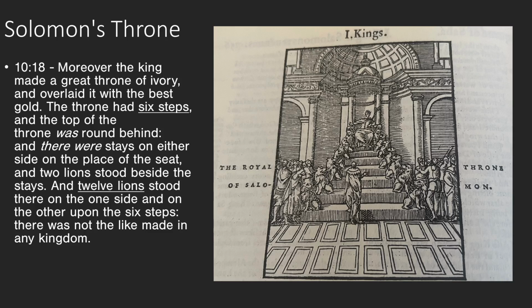The throne had 6 steps, and the top of the throne was round behind, and there were stays on either side of the place of the seat, and 2 lions stood beside the stays, and 12 lions stood there on the one side and on the other upon the 6 steps, and there was not the like made in any kingdom. Again 12 lions, one for each of the 12 tribes, and 6 steps. 6 is a number that is very closely related to King Solomon.